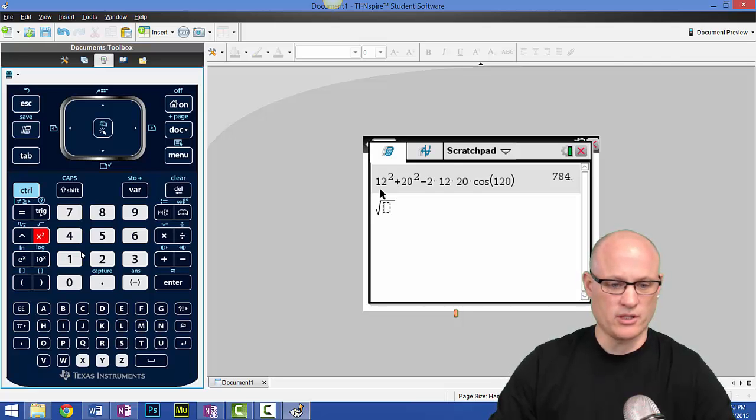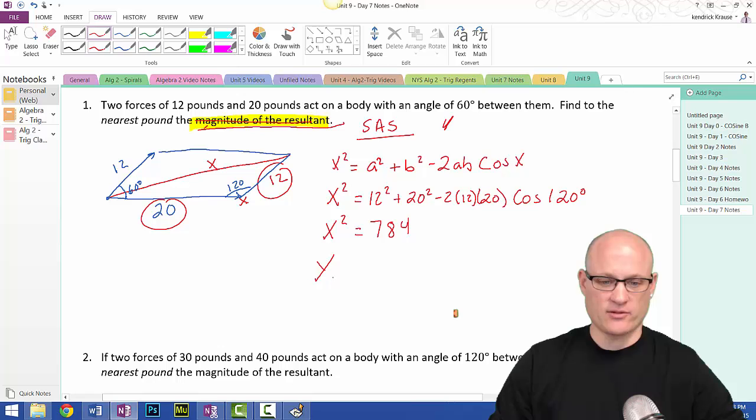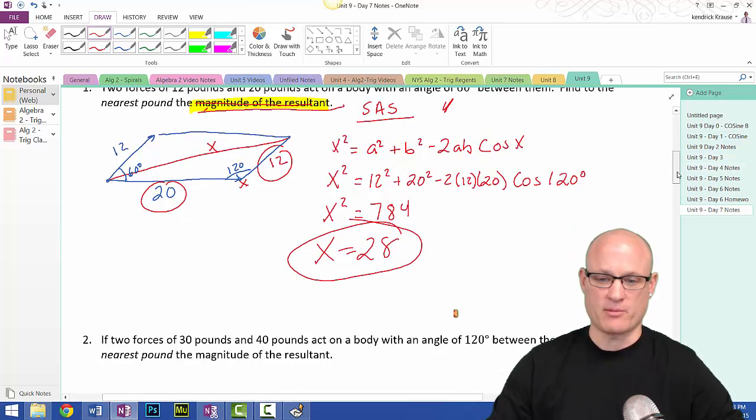Take the square root of the answer, and I get 28. So my answer is 28. Boom, that's it. X equals 28. I'm not going to use the calculator too much. I'll do it a couple of times, but then I'm going to stop using it.